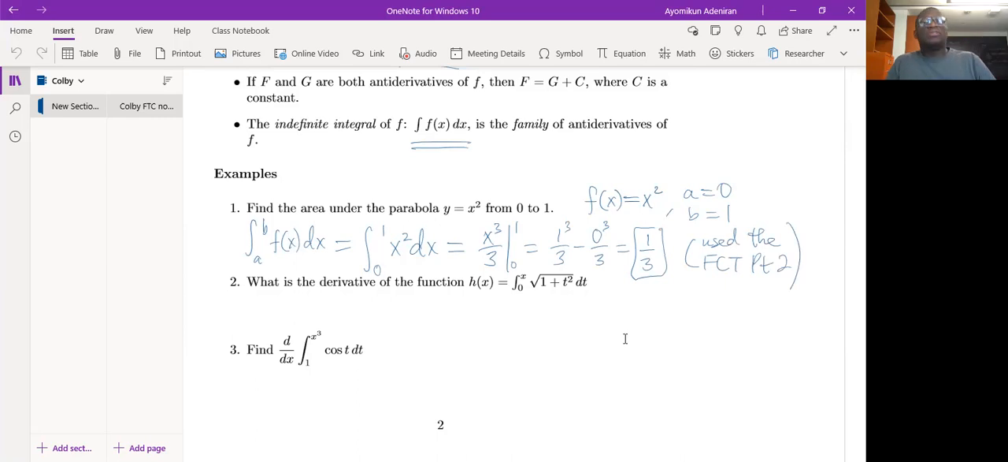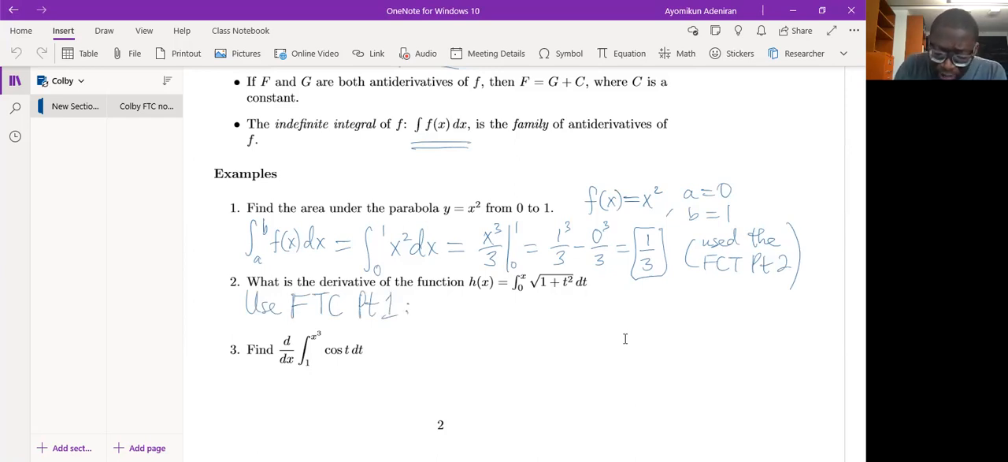Okay, let's do the second one. We want to find the derivative of the function h of x, which is the integral from 0 to x of the square root of 1 plus t squared dt. So that immediately tells us we need to use the Fundamental Theorem of Calculus part 1, right? So use FTC part 1.